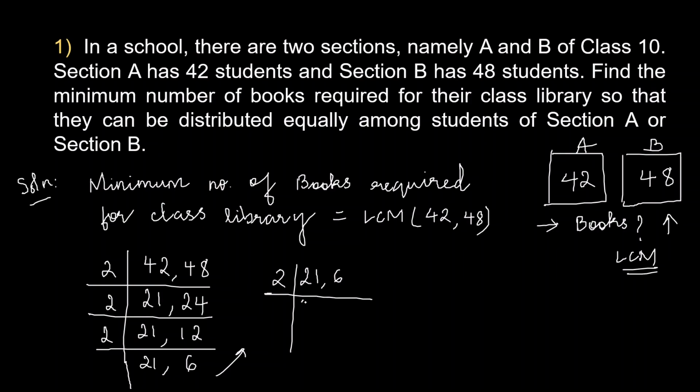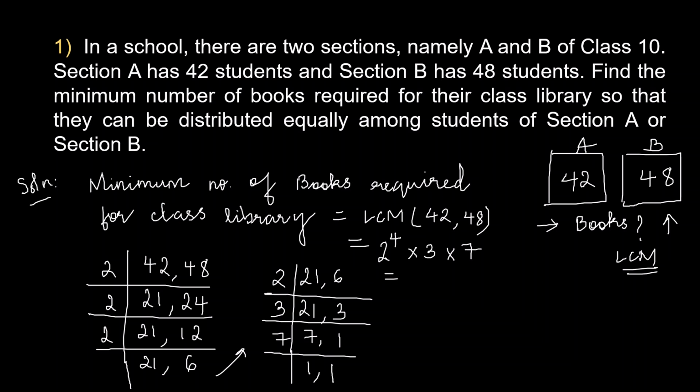So keep 21 as it is, 2 3s are 6. Now both these numbers are divisible by 3, so 3 7s are 21 and 3 1s are 3. And now 7 1s are 7. So the LCM is going to be the product of these factors. So 2 raised to 4 into 3 into 7.